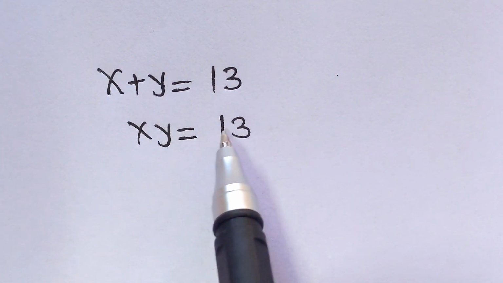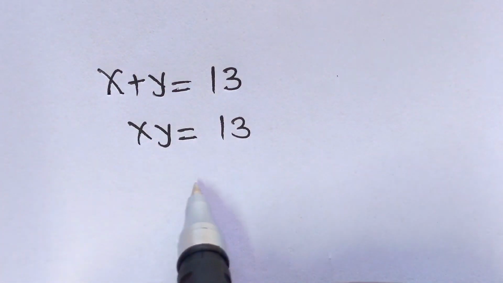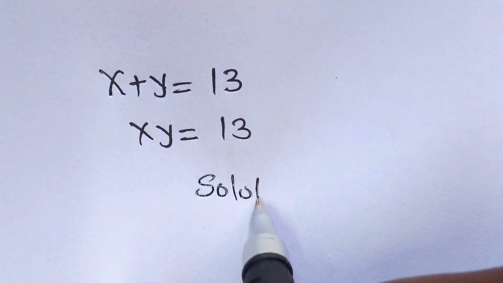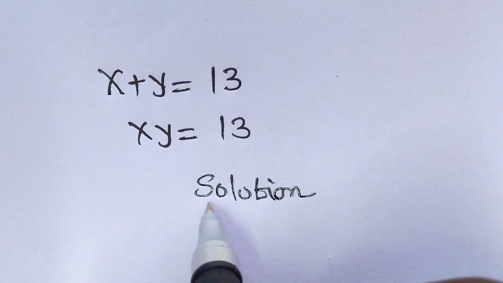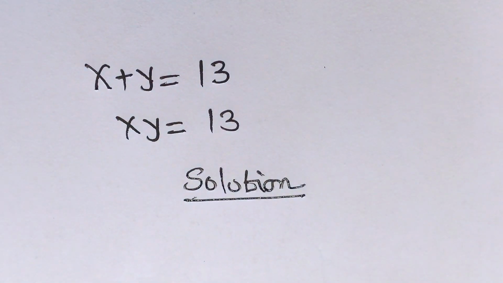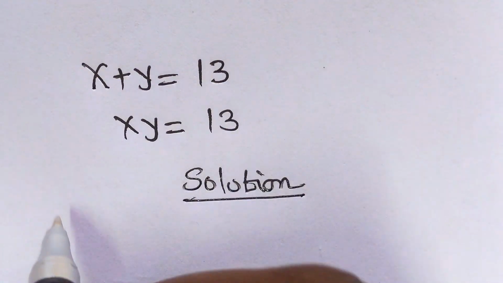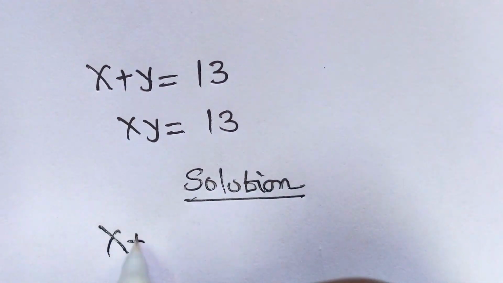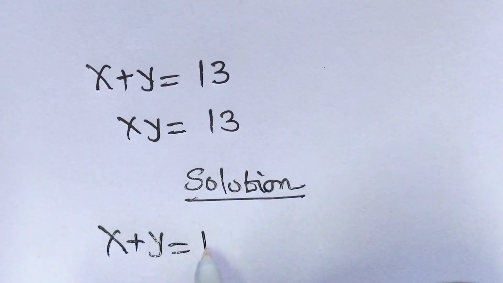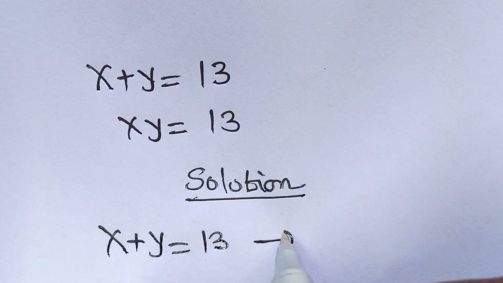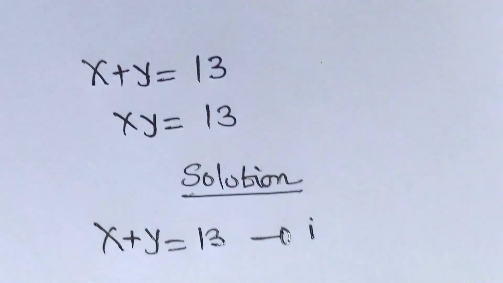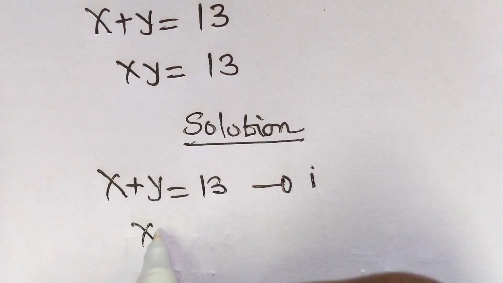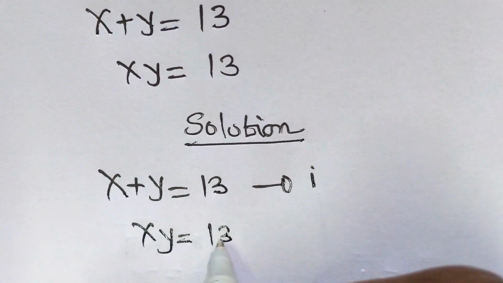Today's video, we have been given a question: x plus y equals 13 and xy equals 13. Let's provide the solution very quickly. Of course, you have to copy x plus y, which is equal to 13. We shall say that this is equation 1, and xy, which is equal to 13, we shall say that this is equation 2.